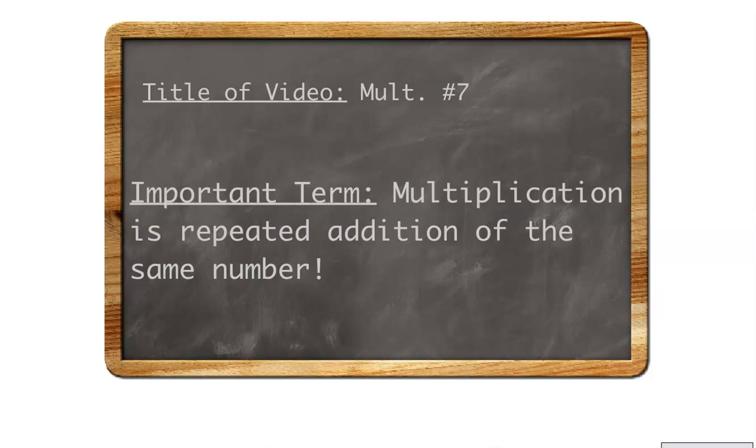All right, if you're all warmed up, then at the top of your page where it says title of video, you need to write multiplication number 7. You can, of course, abbreviate it to MULT period number 7. Directly below that where it says important term, write multiplication is repeated addition of the same number. When you get that done, come on back and we'll jump right into it.